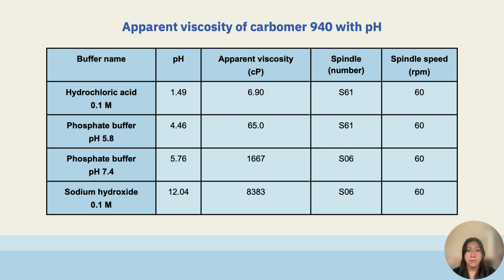The results show that Carbomer 940's viscosity is significantly influenced by the pH of the solution. As the pH increases, the carboxyl groups become ionized, allowing the polymer chains to uncoil and expand, which increases the gel's viscosity. At a low pH, these carboxyl groups remain protonated, resulting in a compact structure with low viscosity. However, as the pH rises and the groups ionize, electrostatic repulsion between the polymer chains occurs, further increasing the viscosity.